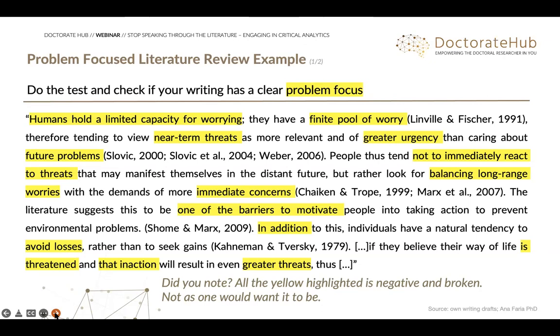In addition is a comparative word now, but brings in avoid losses. So again, the focus lays on the negative, threatened, inaction, greater threats. Now, all of those things are a clear indicator that this is a problem-focused work. And this is what research should be doing, because we work over research problems, not research solutions.